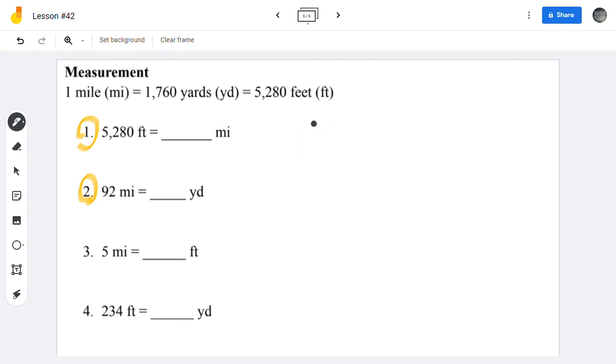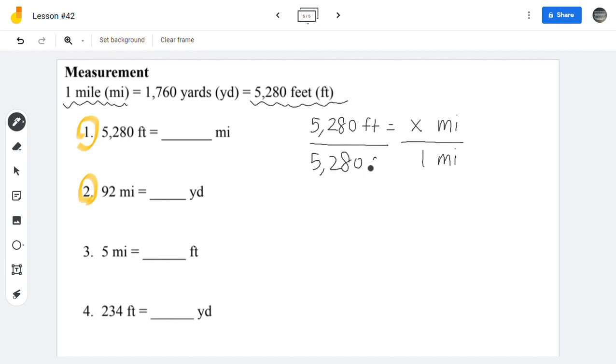So now number 1 over here, we have 5,280 feet. And then I like to use x for my unknown value. So x miles. So now we're converting from feet to miles. So over here we have the feet, we have the miles. Now underneath miles, I'm going to write 1 mile to represent conversion. And under feet, I'm going to write 5,280 feet to represent the feet. So make sure your feet and feet is aligned and miles is aligned.